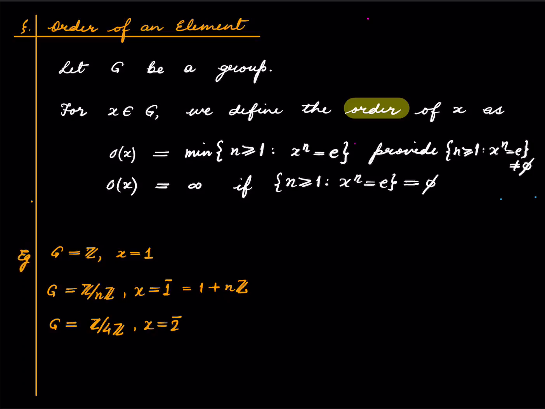The first example: suppose G is the group of all integers under addition, and x is 1, then the order of x is infinite, clearly. Now suppose the group is Z mod nZ, and x is 1 bar, meaning the coset of nZ coming from 1. What is the order of x? The order of x is n. Again, one can easily check that. In particular, suppose G is Z mod nZ for n equals 4. Then what is the order of 2 bar? The order of 2 bar is 2. And you can play around with other examples.